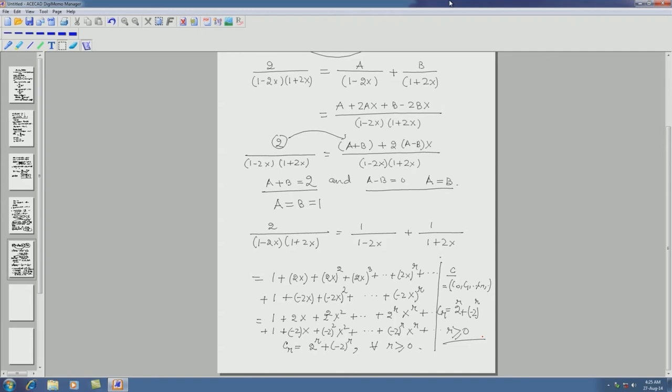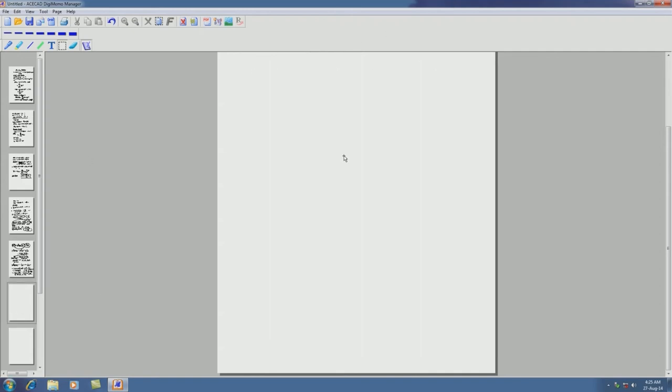Now, we will start discussing some more operations on generating functions. We have seen in case of discrete numeric functions that we have shift operations.